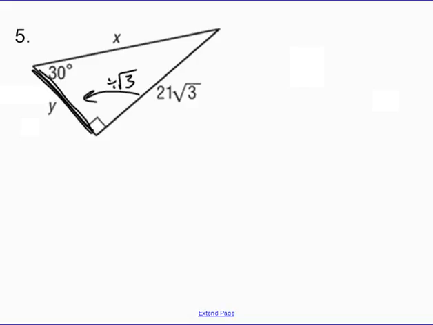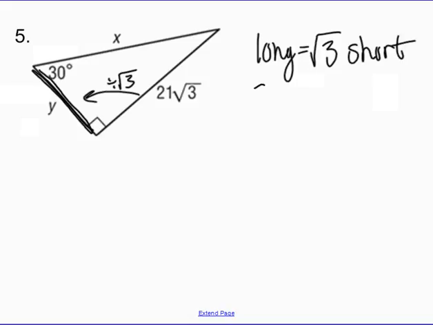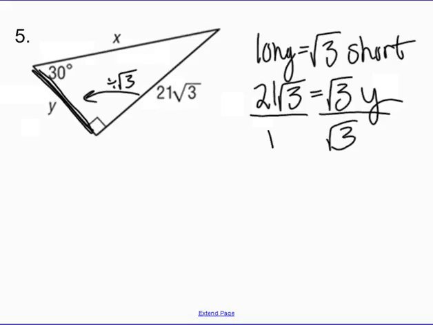Okay, so I have long leg equals radical 3 times the short, exactly what I was saying. So 21 radical 3 equals radical 3 times y. And algebraically, look what I'm doing. I'm dividing by radical 3, exactly what I said in that picture. So you can use the formulas, or when you get better at it, kind of look visually at the picture and see where you are and do what's appropriate.